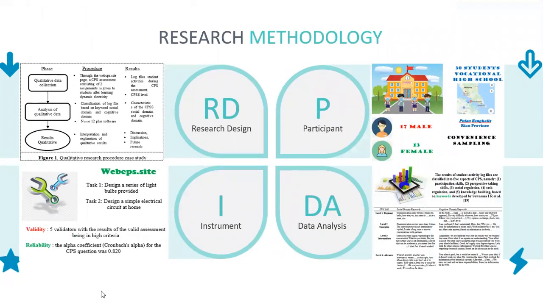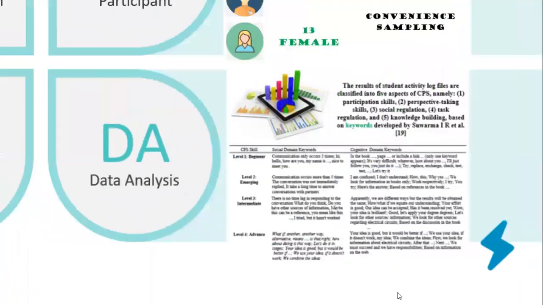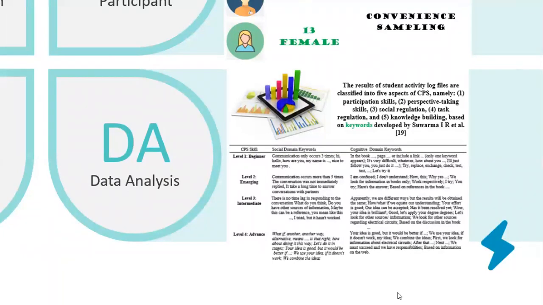Data analysis. The student activity log files are classified into 5 aspects of CPS, namely participation skills, perspective-taking skills, social regulation, task regulation, and knowledge building, based on keywords developed by Ramaswarma. As you can see from this table, social domain keywords and cognitive domain keywords are at level 1 beginner, level 2 emerging, level 3 intermediate, and level 4 advanced.